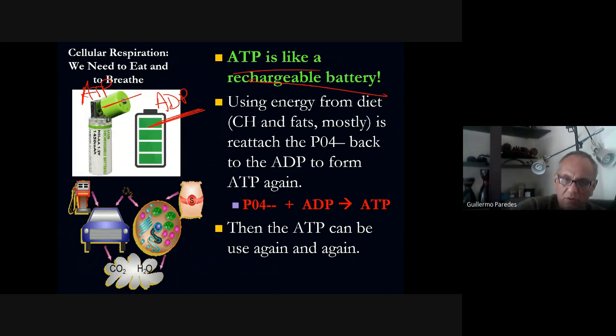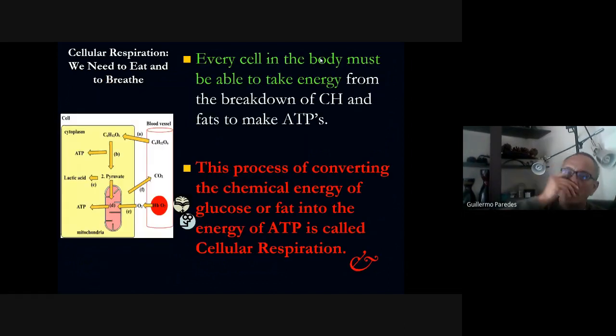So we repeat already several times. Every cell in the body must be able to take energy. We have 100 trillion cells in your body, and all of them need energy. They are not going to exist like magic, right? They need to use energy from the breakdown of carbohydrates and fats to make ATPs. Proteins, yes, but only when you're skin and bones, that is when you're going to use proteins.